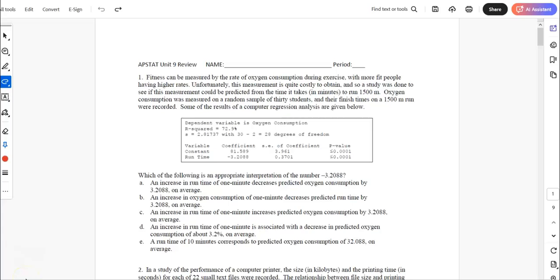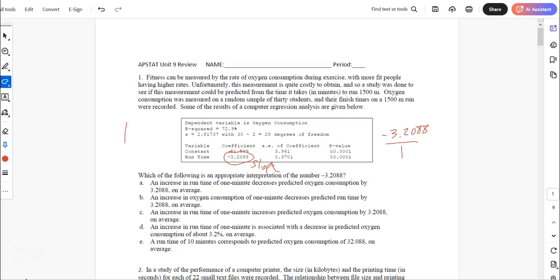Okay, let's do the review for Unit 9. So this guy right here is the slope, right? So let's write that as a fraction. So negative 3.2088 divided by 1.